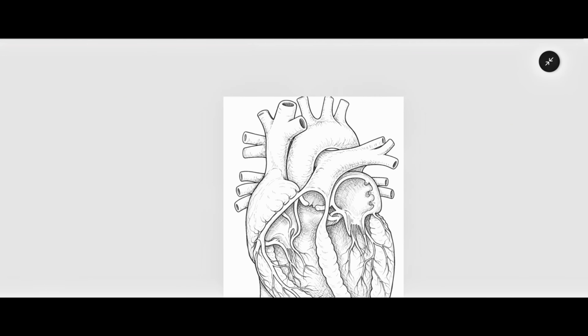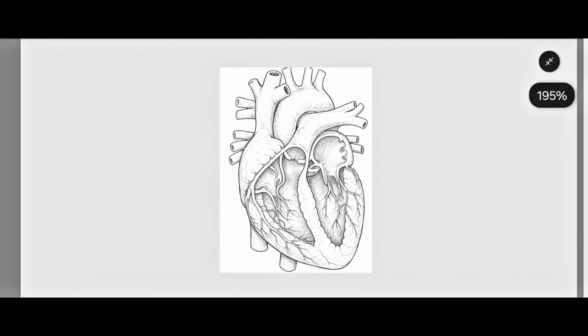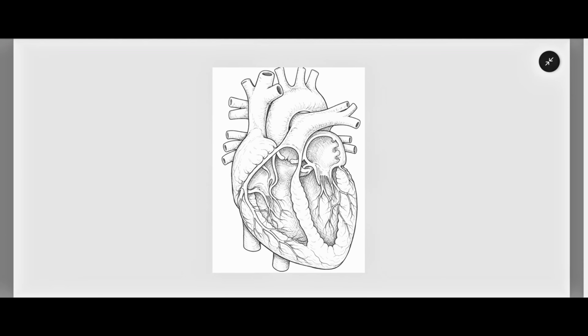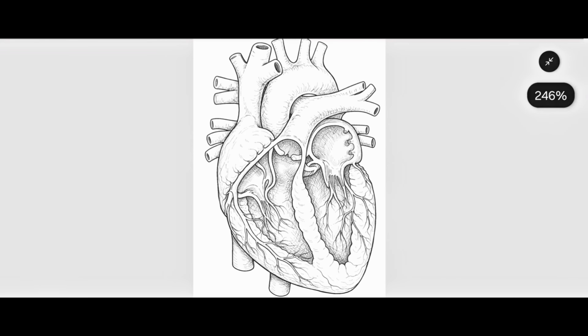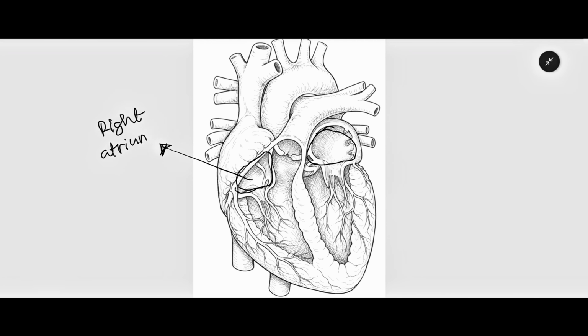Okay, now let's look at the structure of the heart. So we have a heart diagram here. We're going to walk through each of the structures you need to know. We're going to label them and talk about their function. First, we have the atria. So atria are these chambers at the top here, the upper chambers of the heart, and their job is to receive blood into the heart. So we have the right atrium, and this is the left atrium.